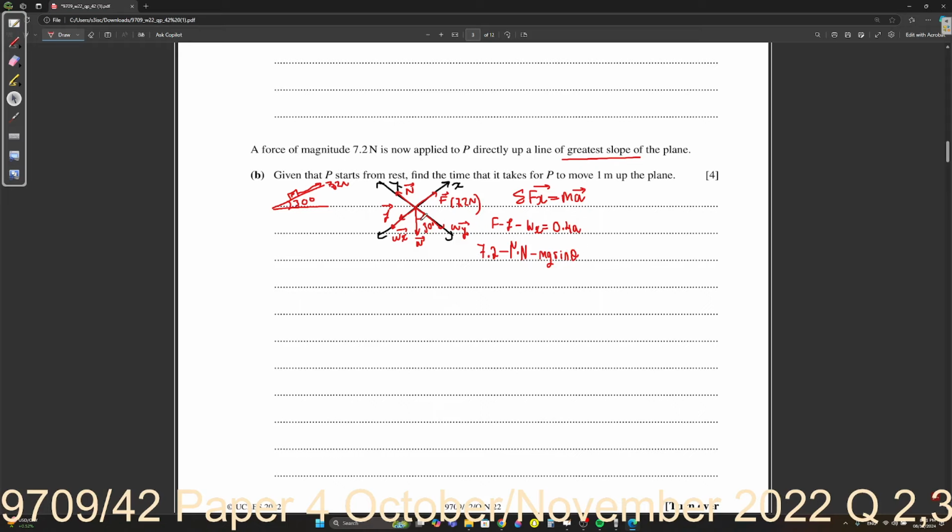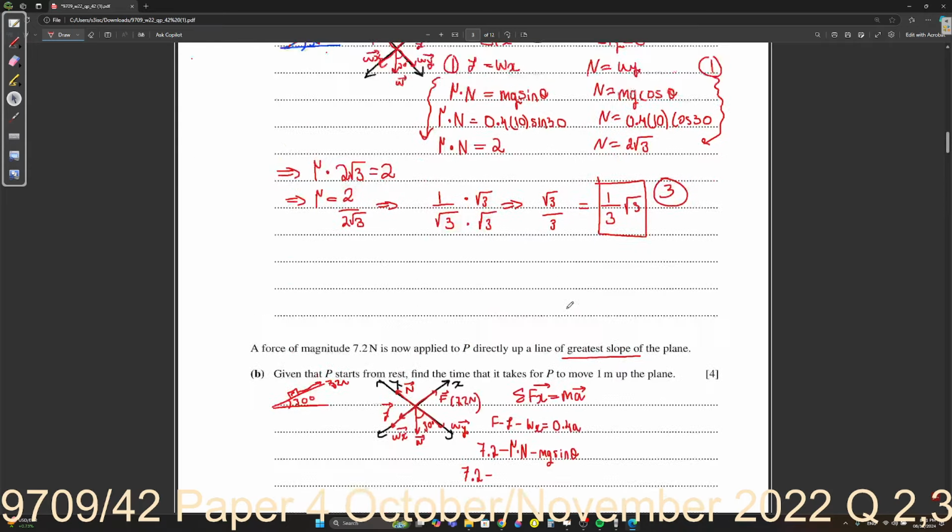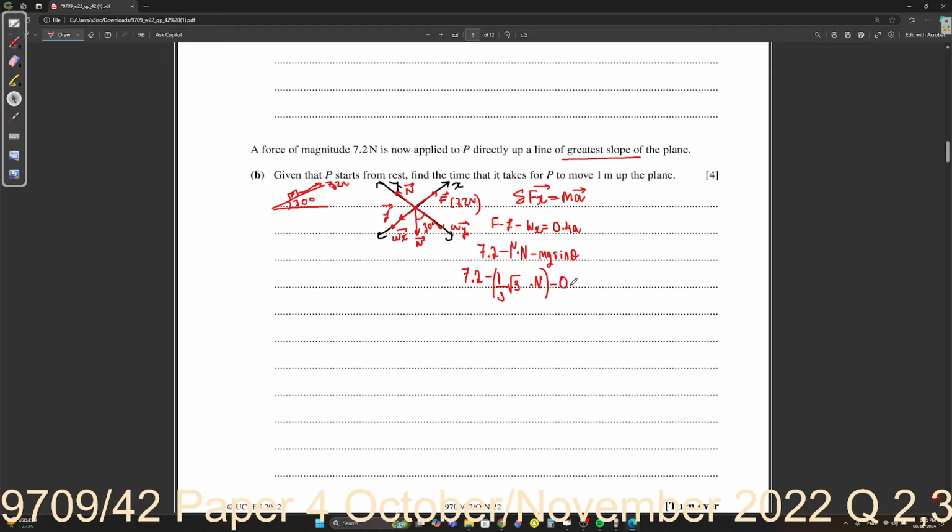Let's substitute more. We're going to get 7.2 minus mu. Why do we have to find mu here? Because we need it for part B. Mu is 1 over 3 root 3, times N, right? Okay. Let me remove the brackets. I'll put the bracket here. Minus mg sine theta. M is 0.4, g is 10, theta is 30, so sine 30.